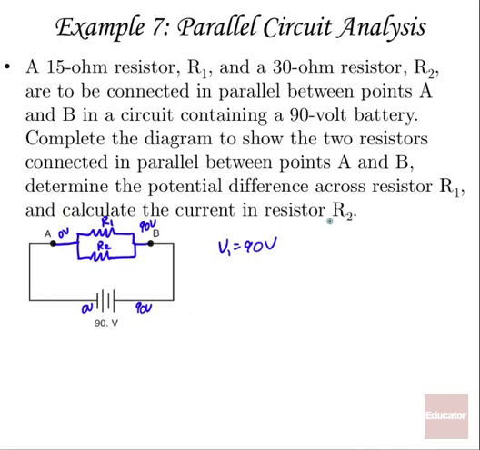And the current in resistor R2, well, that should be easy. I2 is going to be V2 over R2, where the voltage drop across R2 is the same as it is in R1, 90 volts. So 90 volts over R2, which is 30 ohms, is going to give us a current of 3 amps. That easy.